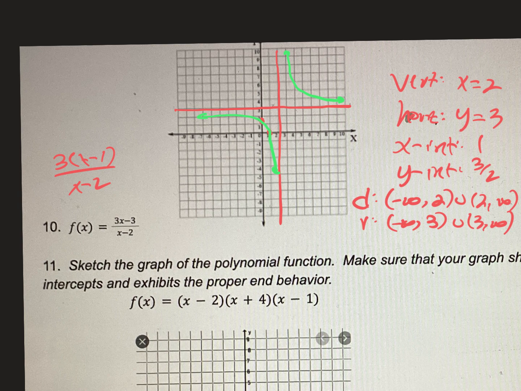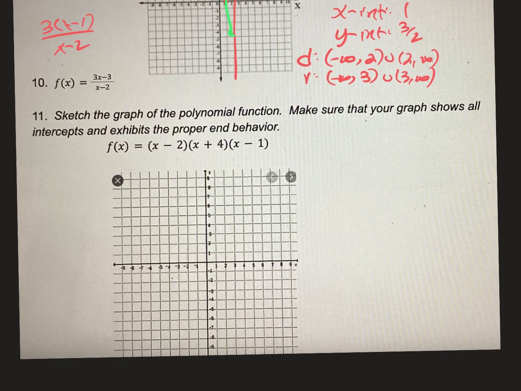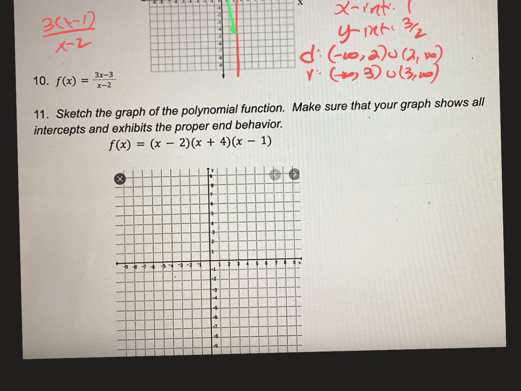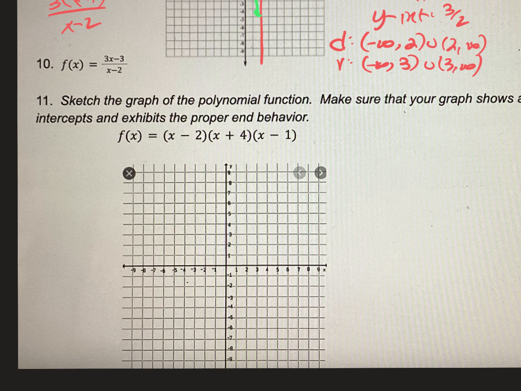So, number 11, which is the last one, I think. It is. Sketch the graph of the following function. Make sure your graph shows all intercepts and proper end behavior. First of all, let's do zeros first. +2, -4, +1. So +2 is here, -4 is way over here, +1's right there. None of them are squares, so there's no bouncing. Because there's 3 x's, that means it's odd. And there's no negative sign in the front, so it's odd positive, which means it's going to go down left and up right. That's what it's doing.